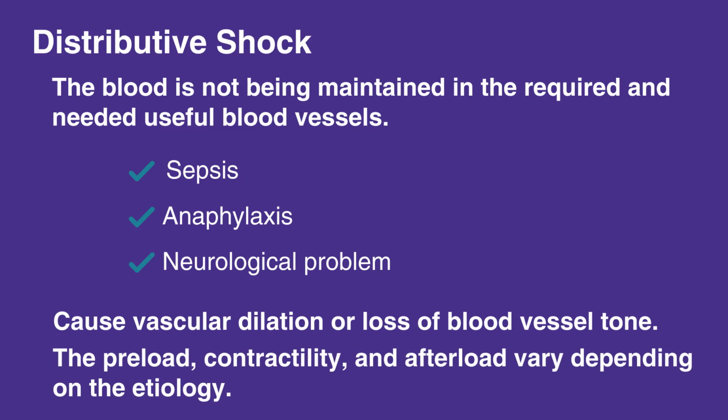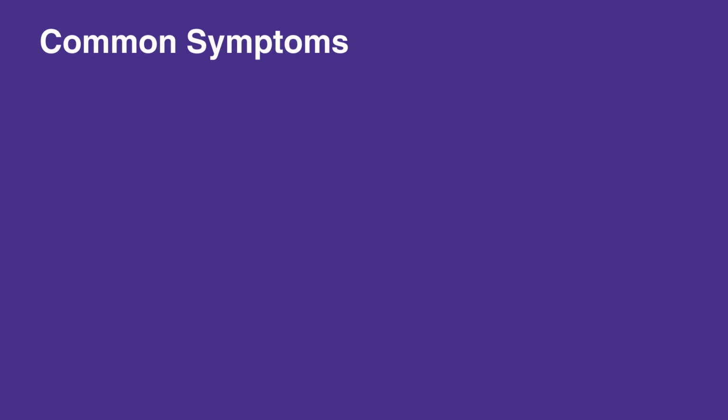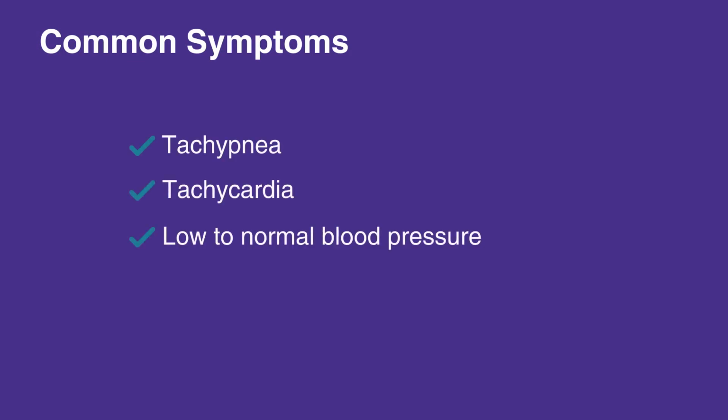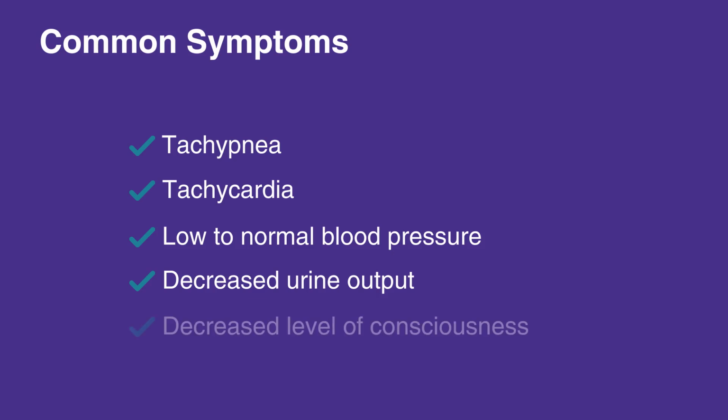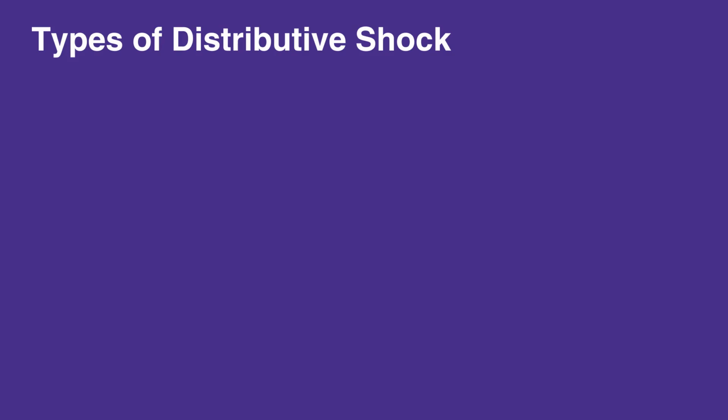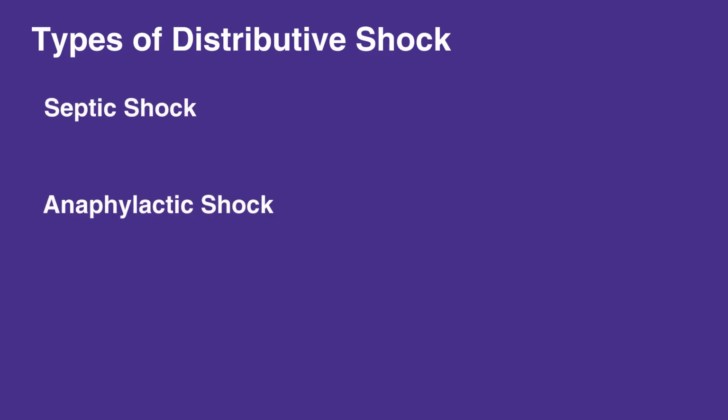Distributive shock is difficult to recognize because the signs and symptoms vary greatly depending on the etiology. Common symptoms include tachypnea, tachycardia, low to normal blood pressure, decreased urine output, and decreased level of consciousness. The three types of distributive shocks are septic shock, anaphylactic shock, and neurogenic shock.